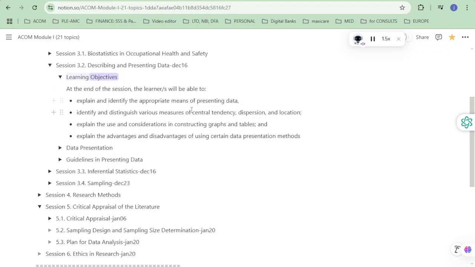Learning objectives. At the end of the session, the learners will be able to explain and identify the appropriate means of presenting data. Identify and distinguish various measures of central tendency, dispersion, and location. Explain the use and considerations in constructing graphs and tables, and explain the advantages and disadvantages of using certain data presentation methods.